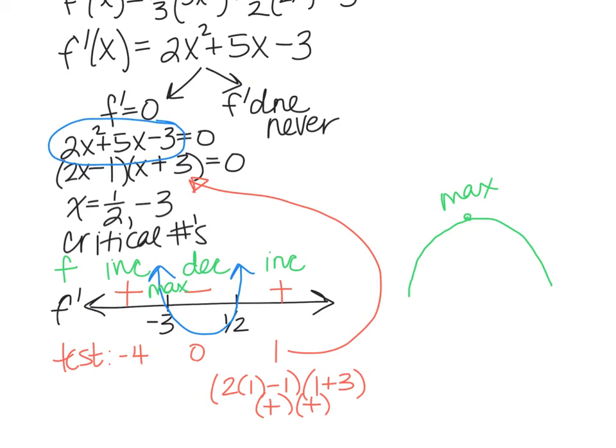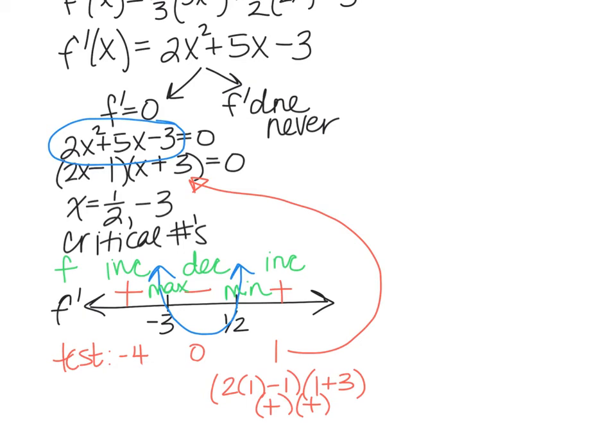at negative 3. Whereas at 1/2, the derivative goes from negative to positive. So the slope is going from negative to positive. So the graph is going from decreasing to increasing, which means we have a local minimum. So the sign of the first derivative is helping us to figure out whether the graph has a maximum or a minimum. So now we can go back and answer all of the questions that we were asked.